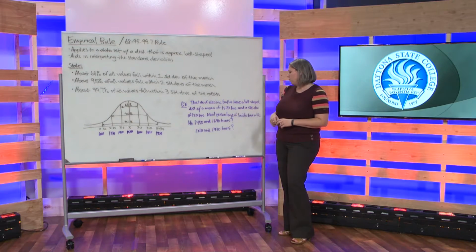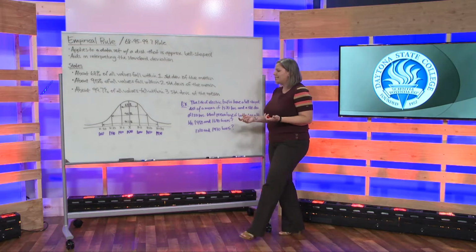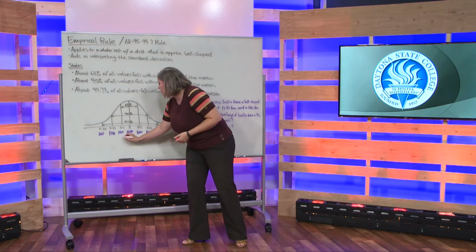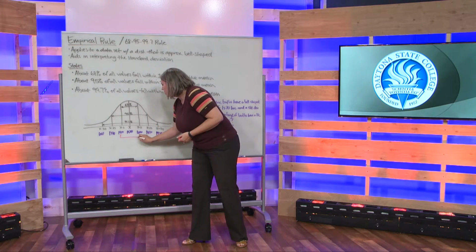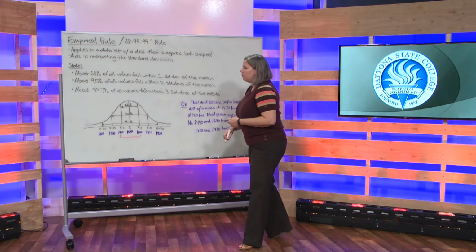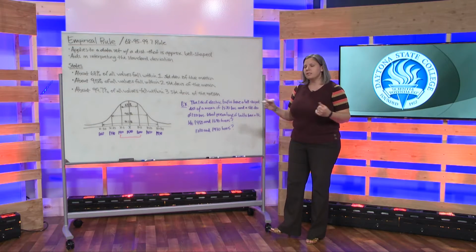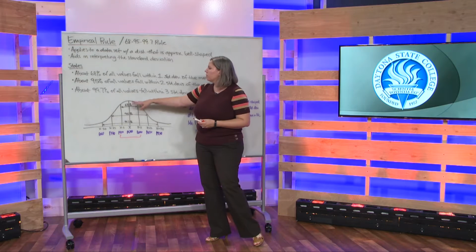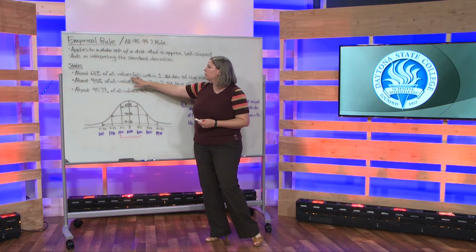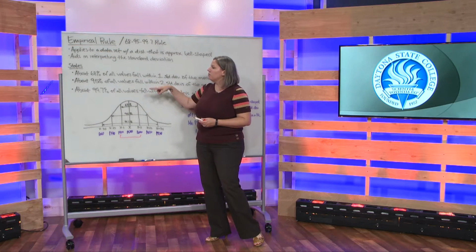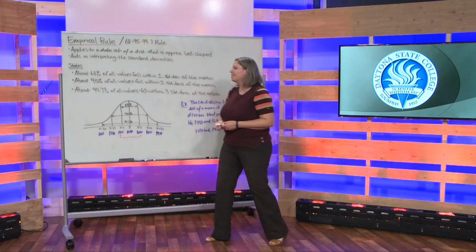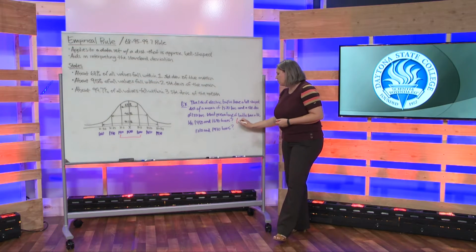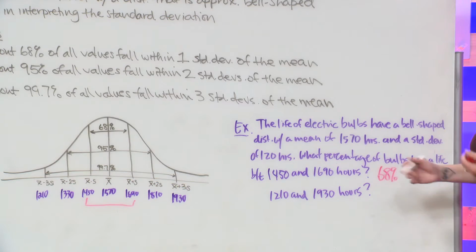So first question, what percentage of bulbs have a life between 1450 and 1690? Here's 1450. Here's 1690, and if you notice, they are both one standard deviation from the mean. So either from this picture or from the actual statement of the rule, within one standard deviation of the mean, the answer is about 68%. So my first answer, very simply, 68%.